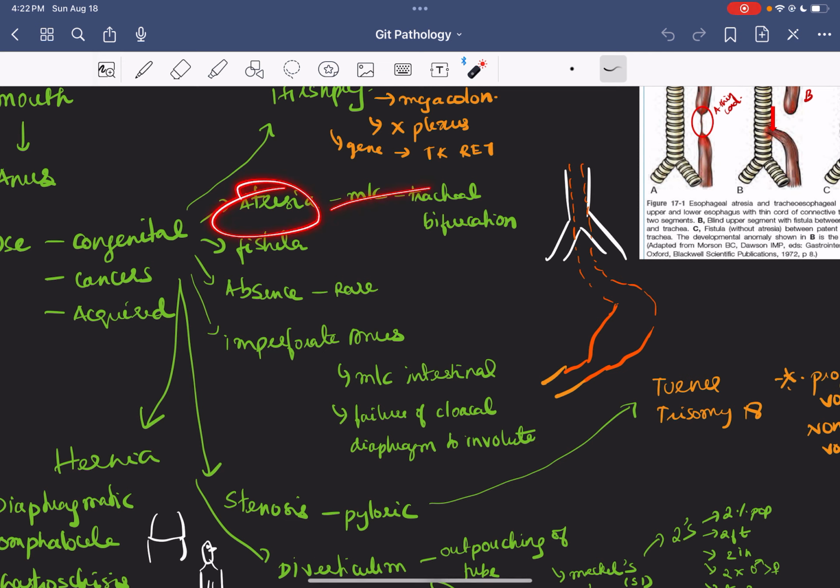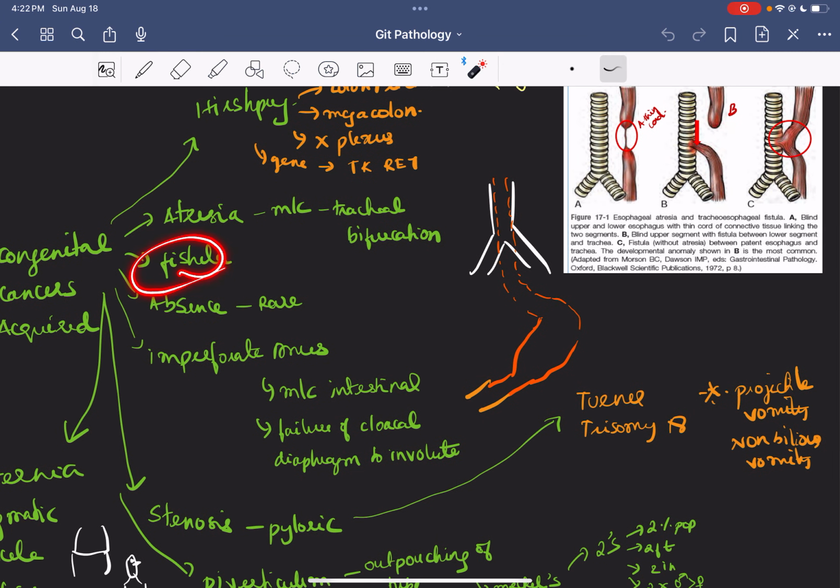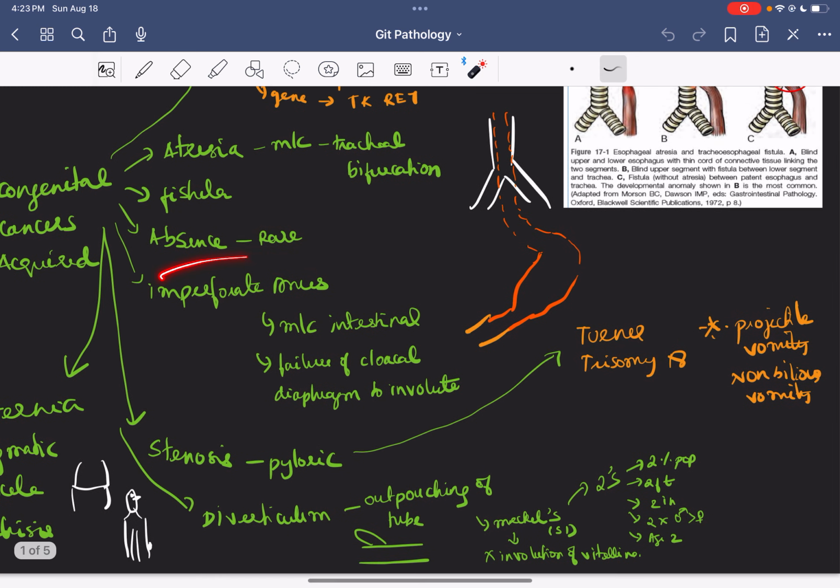Okay, atresia. The most common atresia takes place in the tracheal bifurcation. Atresia is an abnormal connection between two tubes or two parts inside a body. So this is your trachea, and behind your trachea is your esophagus. There's an abnormal connection between both of them, and that's atresia, and it's most commonly seen in the tracheal bifurcation. And there is also fistula. Fistula is the formation of a new route, a new canal or a new burrow. That's fistula. Okay, and the absence of organs is very rare in the GIT.